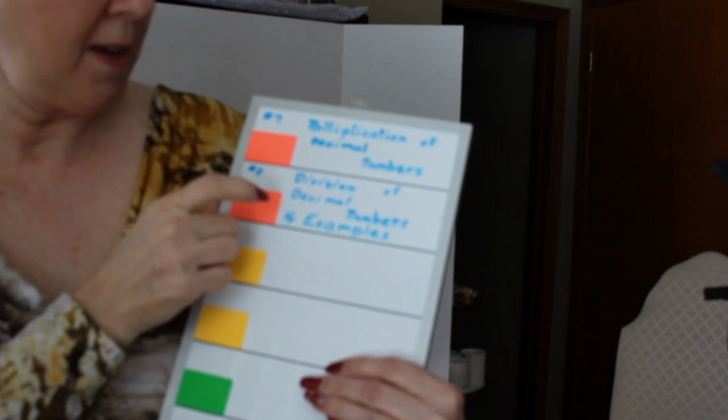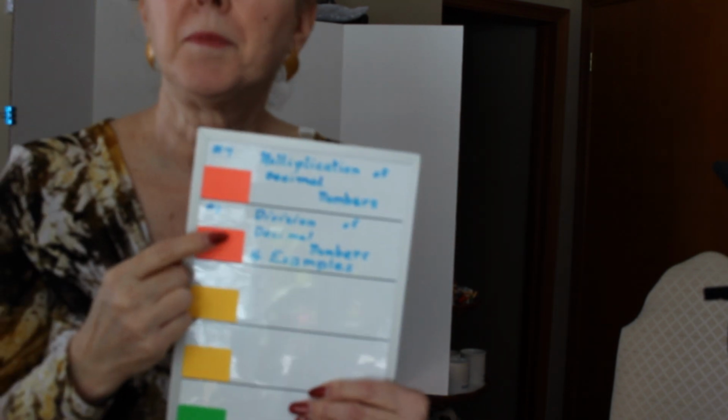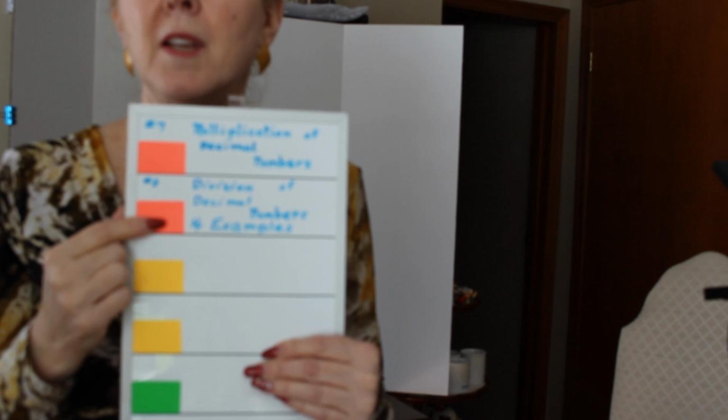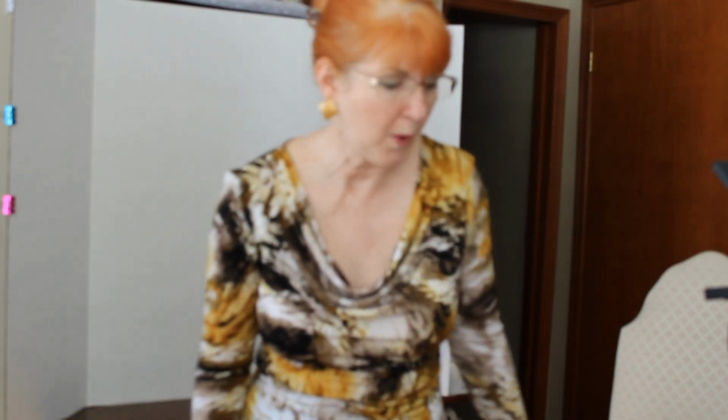Math with RHB, and we are doing lesson 8, division of decimal numbers, and we've got 4 examples. There's 4 different parts to this. This is where it gets complex, and you end up having a lot of problems if you don't have a really good grasp of how to do what.